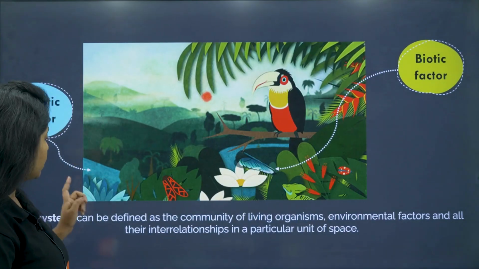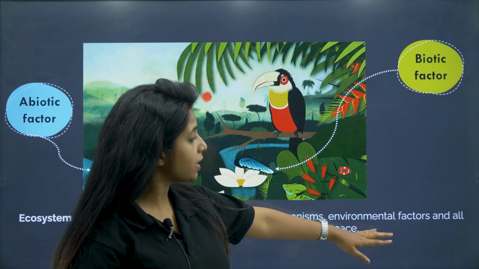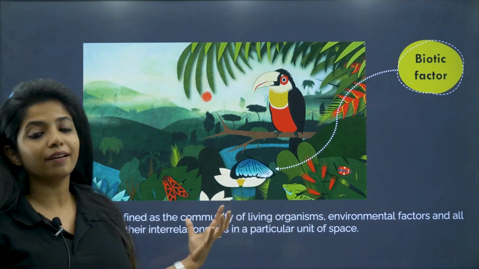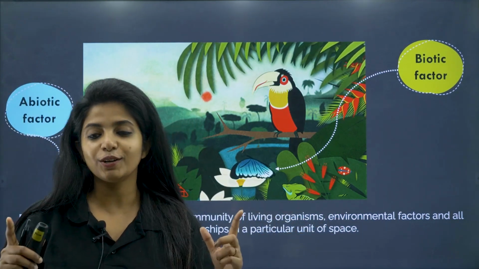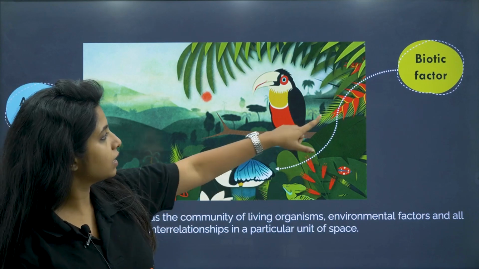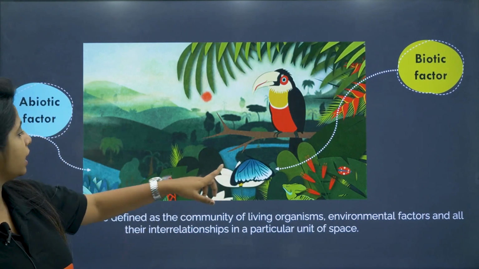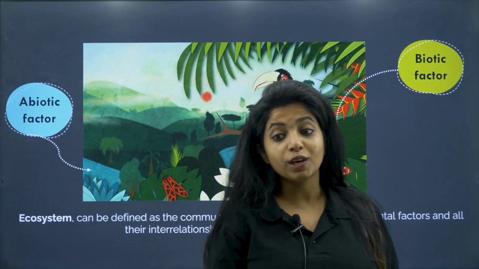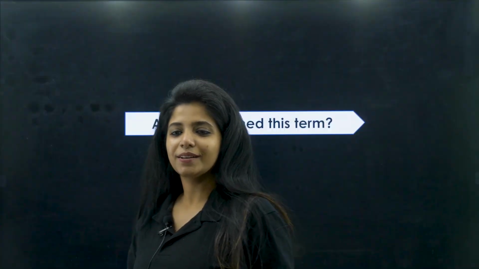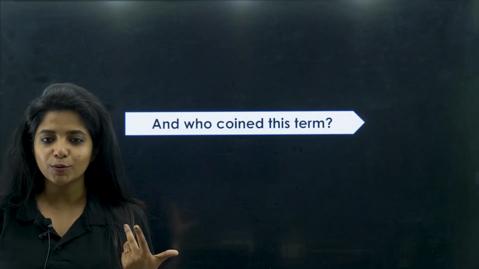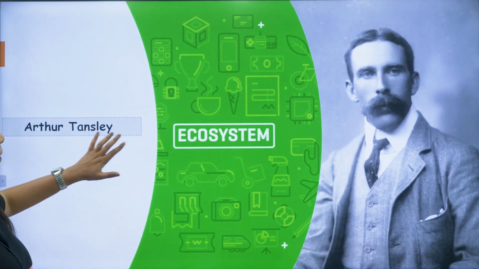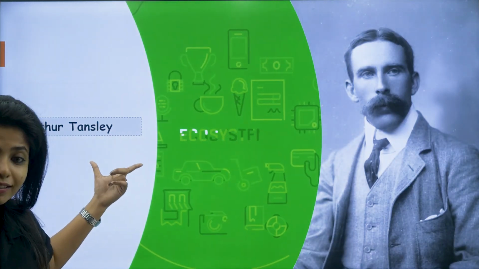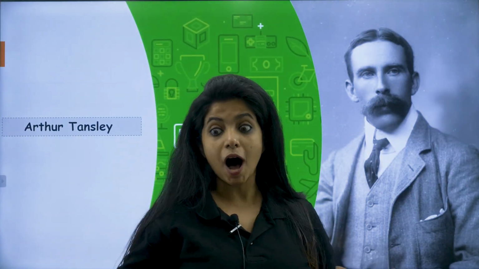Okay, so ecosystem can be defined as a community of living organisms, environmental factors and all their interrelationship in a particular unit of space. So over here we see the biotic factors, that is the butterfly, and then here you have the non-living or the abiotic factor, which is the water. Cool. Now who gave this term, that is ecosystem? Ecosystem term was given by none other than this guy whose name was Arthur Tansley. What is his name, children? Arthur Tansley, young dashing guy. I don't know if it's young, but kind of dashing.